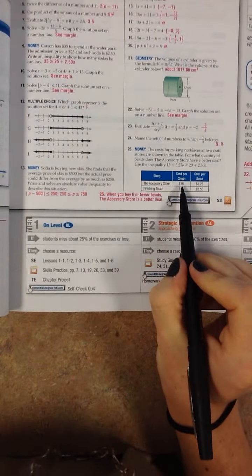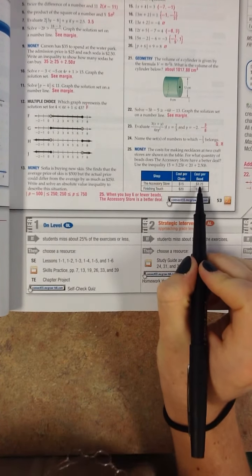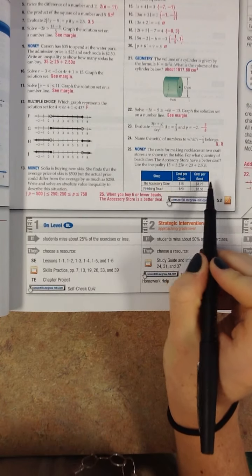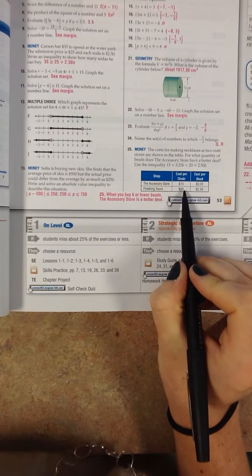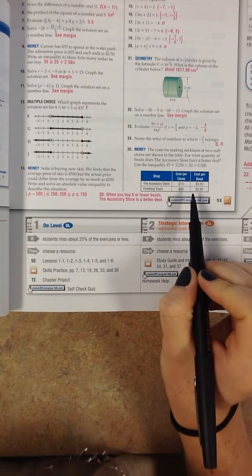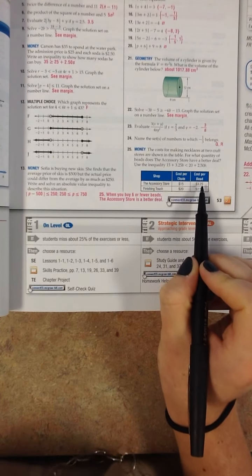What it says with the accessory store is, you pay $15 for the chain. That's a flat cost. You only get one chain. Then you pay $3.25 per bead. Less expensive chain, more expensive bead. With finishing touch, you pay more for the chain, but less per bead. So eventually, what we're trying to figure out is how many beads would you have to buy for the accessory store to end up being the better deal.